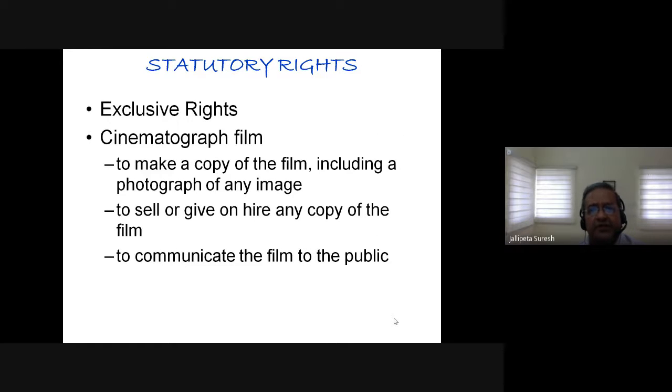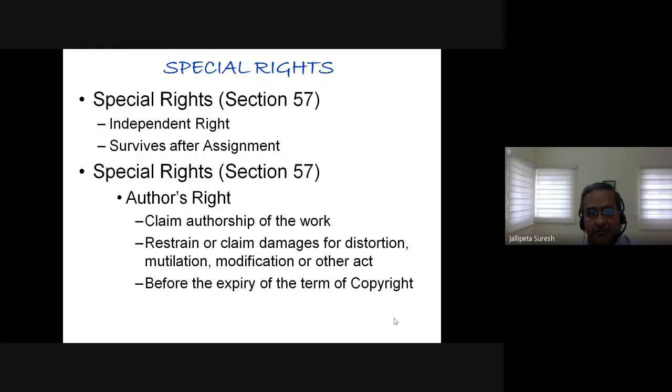Okay. Now, as far as cinematographic film is concerned, what are the rights given to the creator of this film? Others cannot make a copy of the film, including a photograph of an image. Say, if a film is made and you take a picture of a part of that film, that is not allowed. Also, to sell or give any copy of the film and to communicate the film to the public, if you do so, it will be a violation of the copyright in that film.